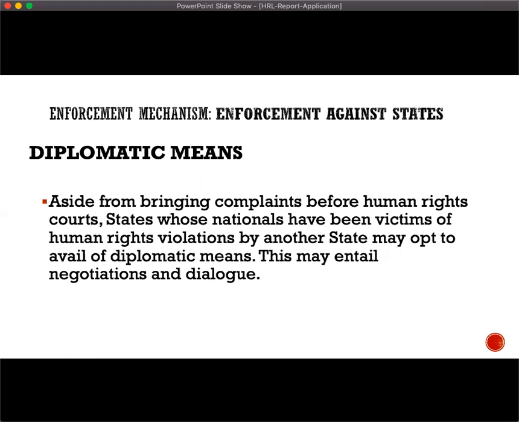So for diplomatic means, aside from bringing complaints before human rights courts, states whose nationals have been victims of human rights violations by another state may opt to avail of diplomatic means. So this may entail negotiations and dialogues.